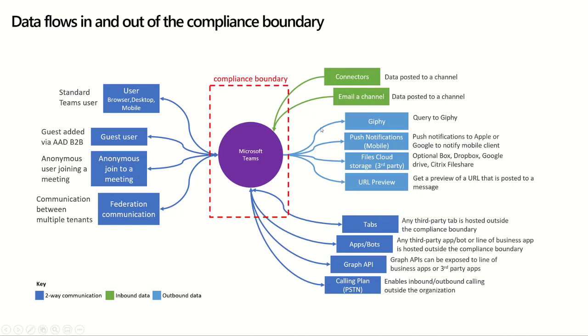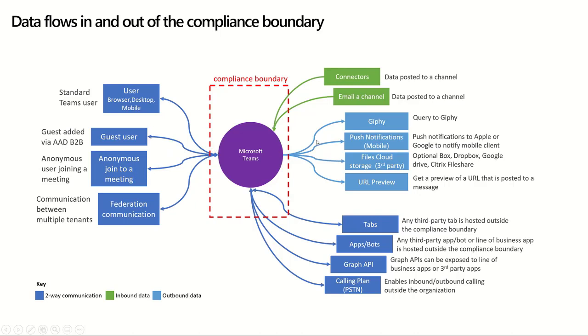What this means is that when you are talking to a standard Teams user, whether it be the browser, desktop, or mobile, when you have a guest user via Azure Active Directory, when you have an anonymous user joining a meeting, and when you are communicating across multiple tenants, you see that these data flows are staying within your compliance boundary. So even though it's two-way communication, you're staying within the compliance boundary.